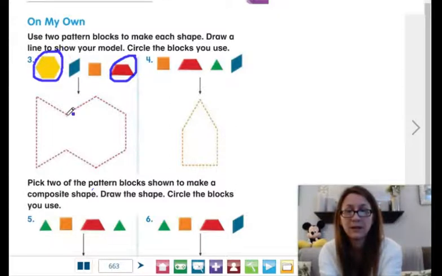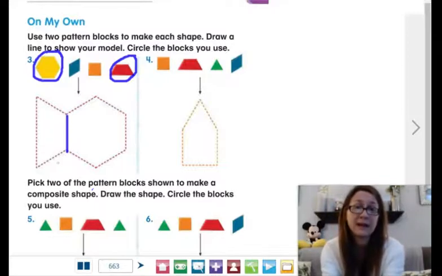So the line that we need to draw is the line that's going in between the hexagon and the trapezoid. Those are the 2 shapes that fit inside of that composite shape.